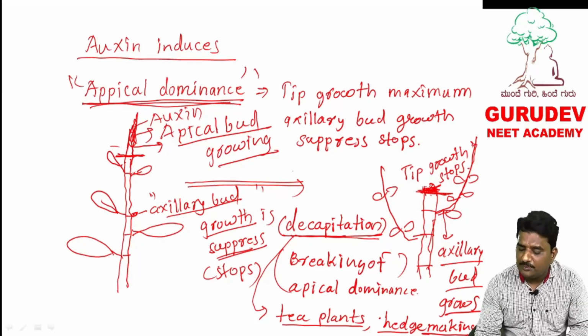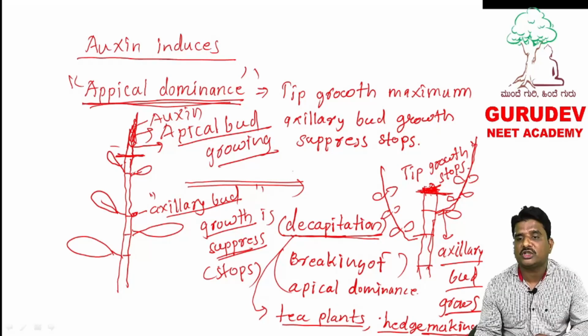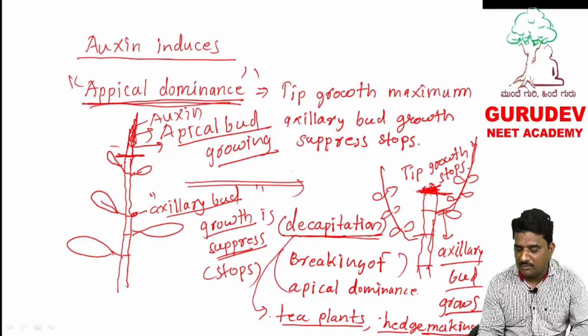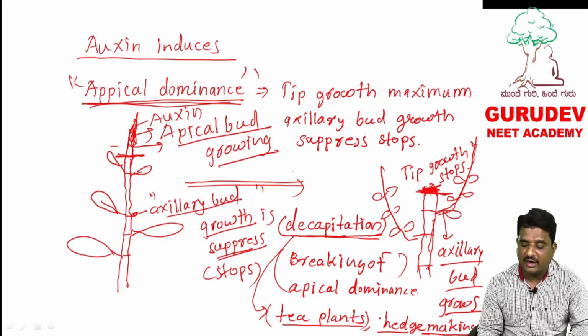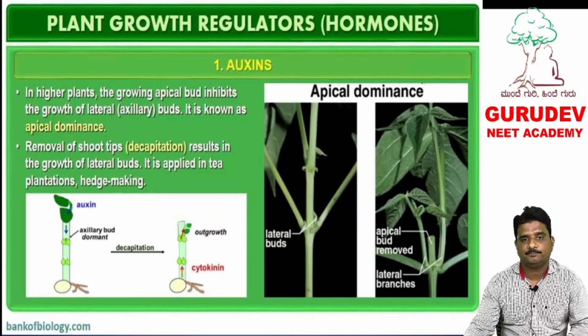If they cut the tips of the tea plant, maximum leaves will appear from the axillary parts. The axillary parts form shoots again and leaf production is maximum. If leaf production is maximum, tea production will be maximum. In tea plants, such a decapitation process is carried out. That process is called the hedge making process.